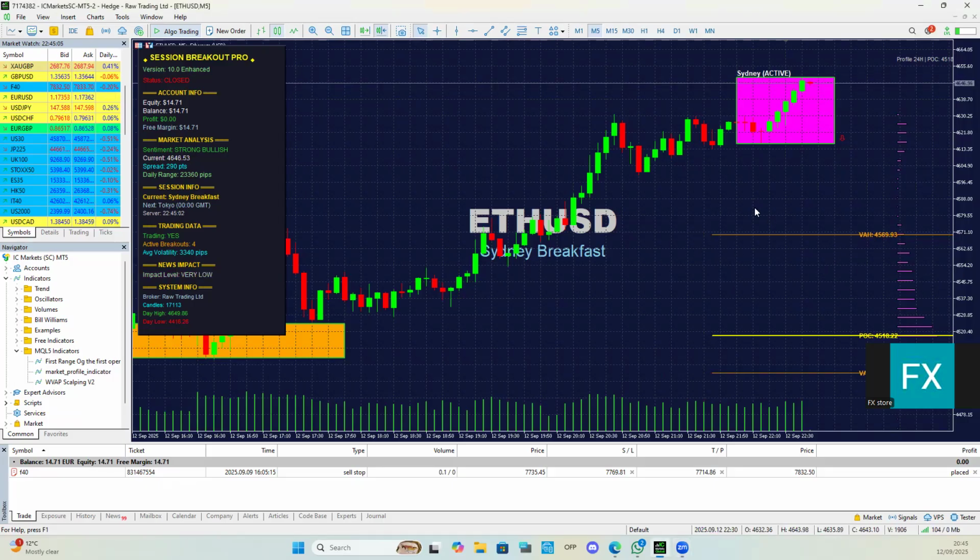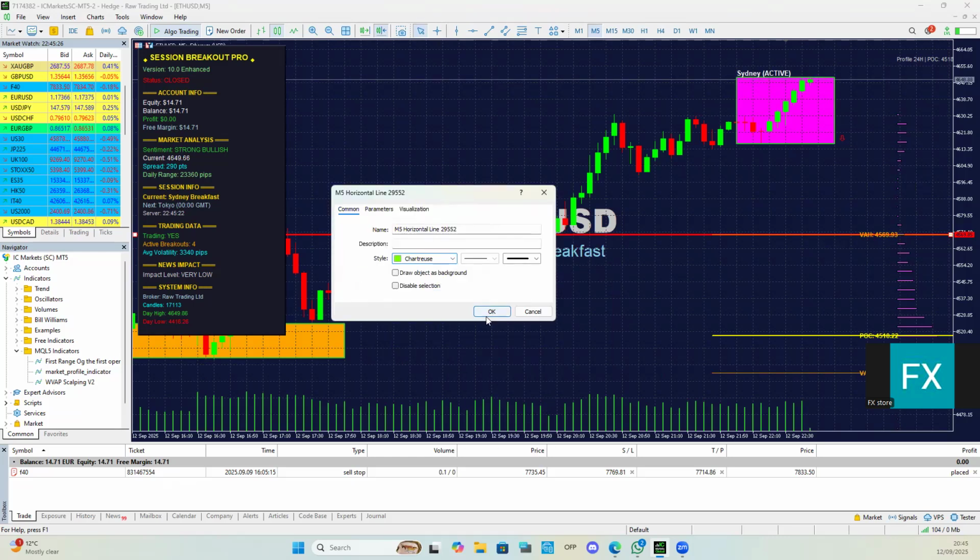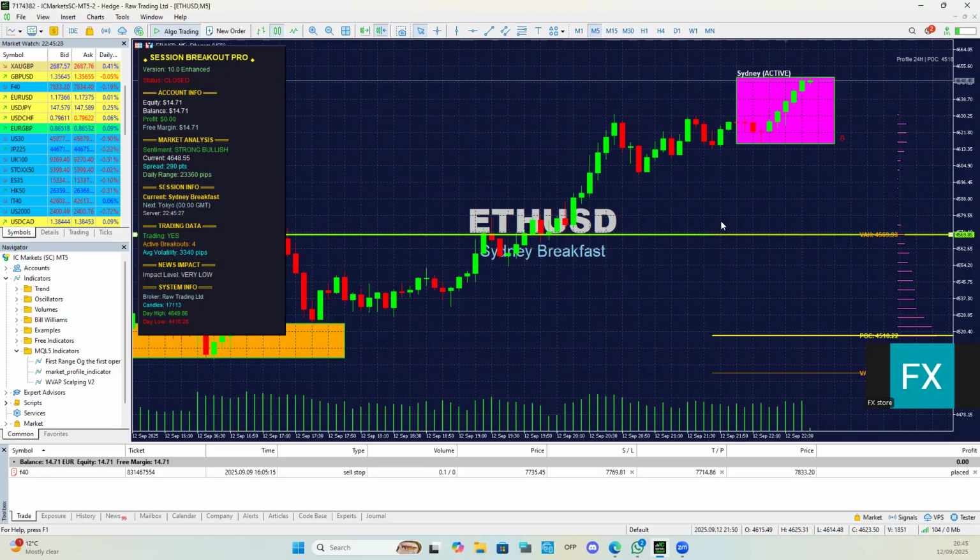So if, let's say, we're going to enter the trade here, our take profit will be on the value area high, which is VAH. So we're going to place a line over here, okay? We're going to make it green, obviously, so you know that is our take profit level. And once we enter the trade here, we're going to take profit on this level.